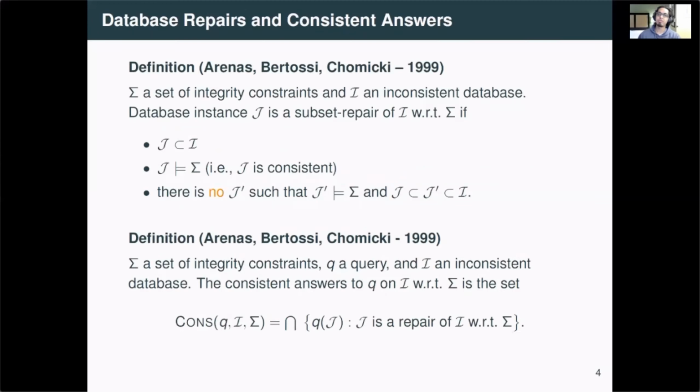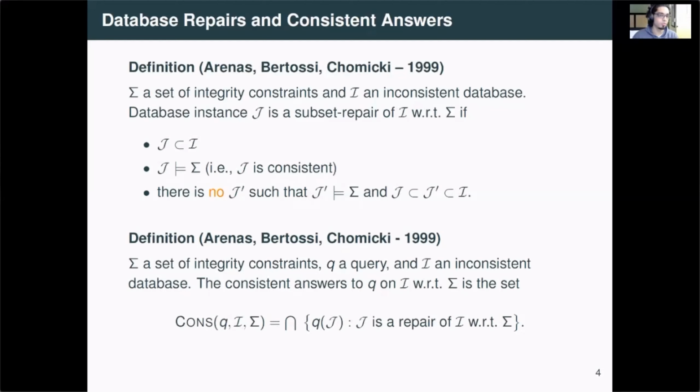Let's say you have an inconsistent database instance I, and it has a set sigma of integrity constraints on it. Now you say that a database instance J is a repair of I if the following 3 conditions hold. The first one is J should be a subset of I. So if you view the databases as sets of tuples, you can talk about these subset relationships. So J should be a subset of I.